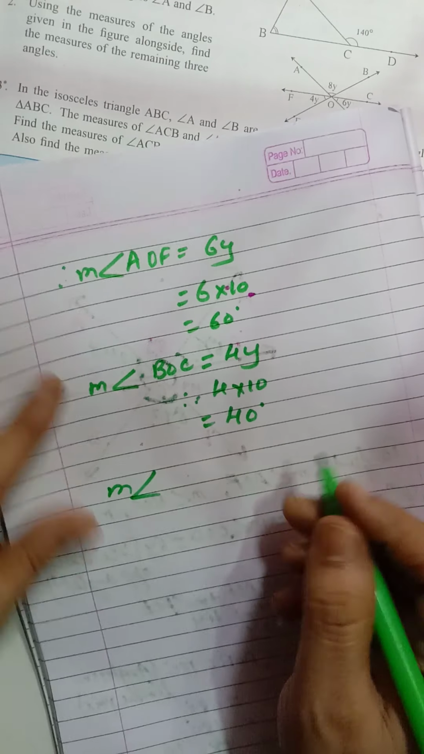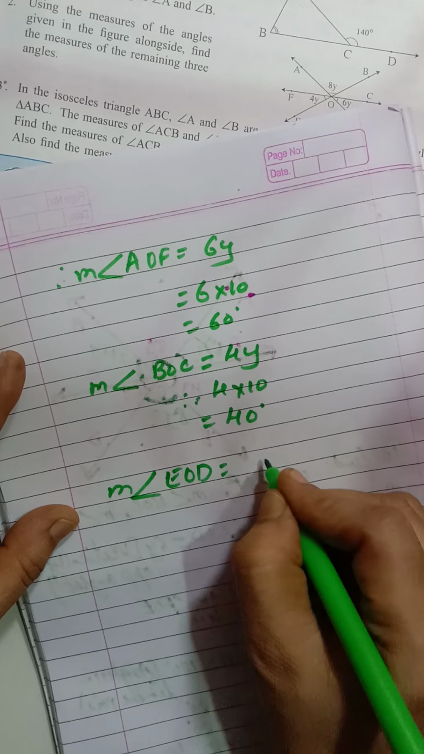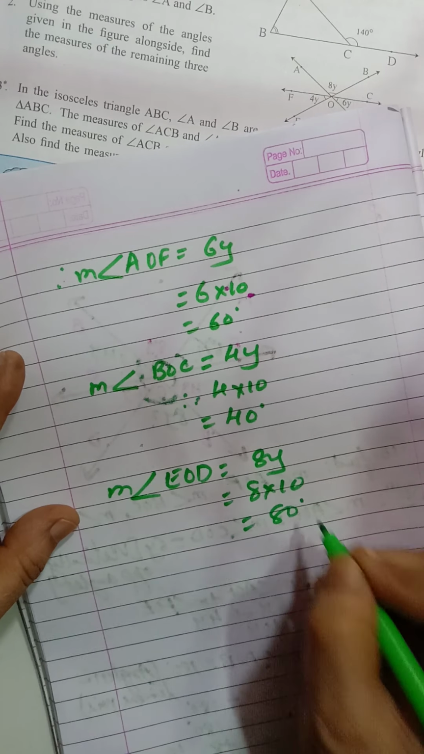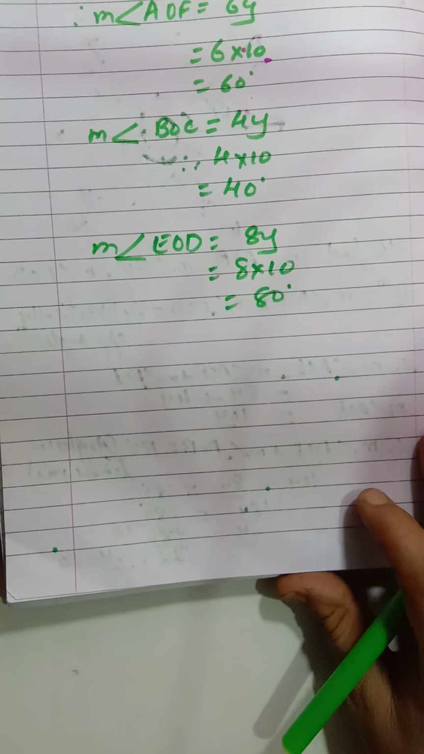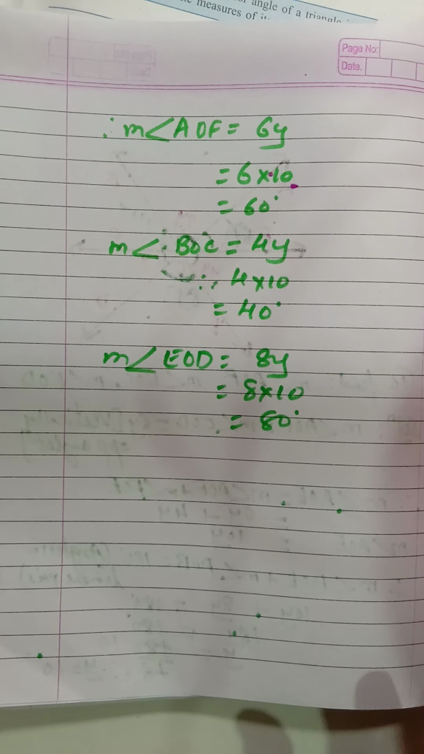And the last major angle we have to find is EOD, and that is equal to 8y. So 8 into 10, and that is 80 degrees. Therefore, children, we have found all the three angles that they asked in the question. I hope you have understood.